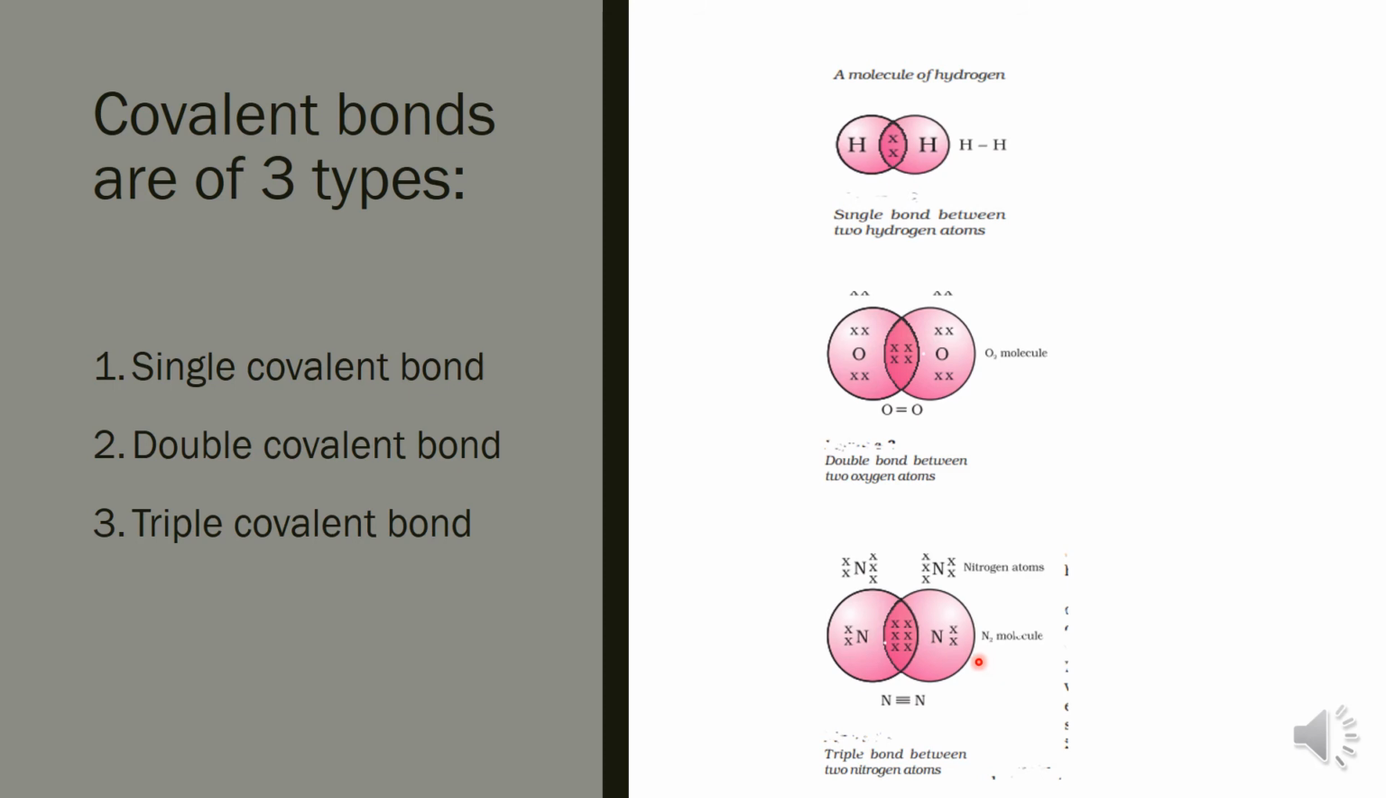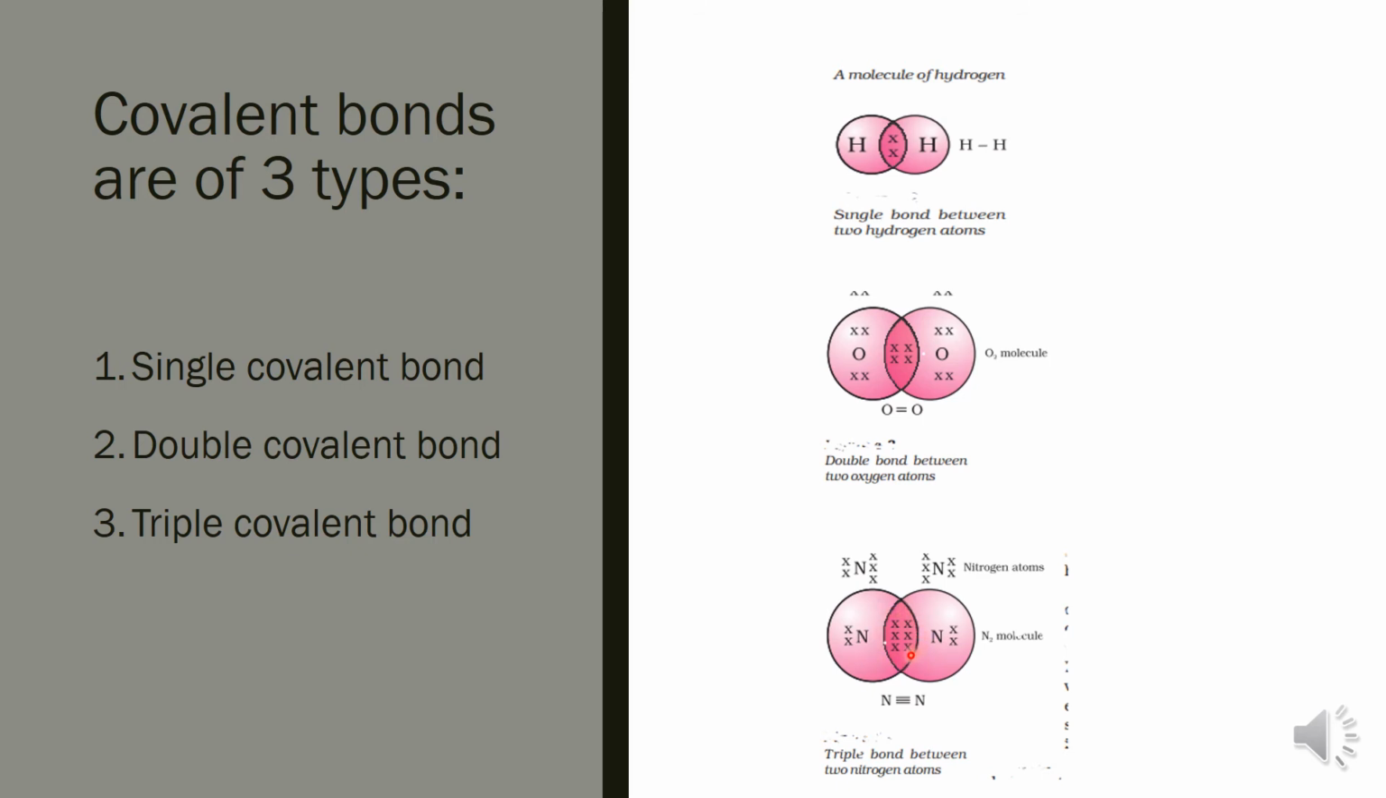Now let's see the nitrogen example. Nitrogen molecule. Nitrogen is containing 5 electrons in the outermost shell, and another nitrogen atom is also containing 5 electrons. One nitrogen atom requires 3 electrons to complete its octet. This nitrogen also requires 3 electrons to complete its octet. So what will happen? This nitrogen will start sharing its 3 electrons, and this nitrogen will also start sharing its 3 electrons with another nitrogen atom.